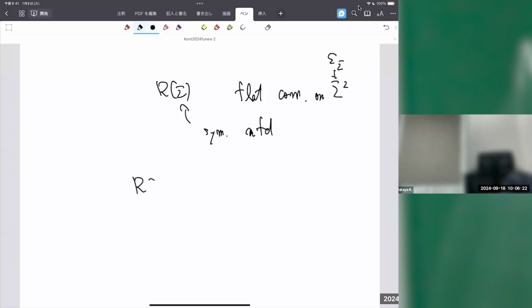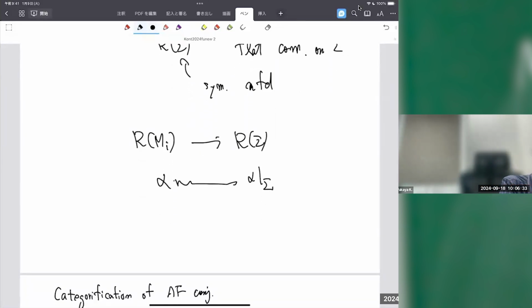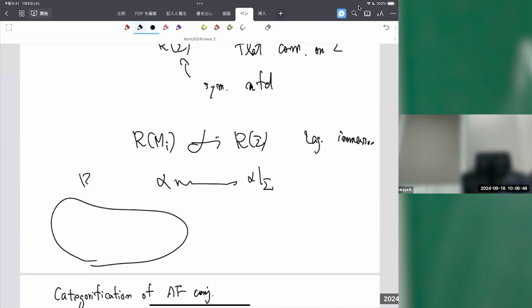And so we have this R of M, which goes to R of sigma. You have a connection alpha, then you just restrict it. And after perturbations, this one is a Lagrangian immersion. It means that it may not be an embedding, but it's some kind of immersion. So you have this big space out of sigma. And you have this out of M1, and another space out of M2.